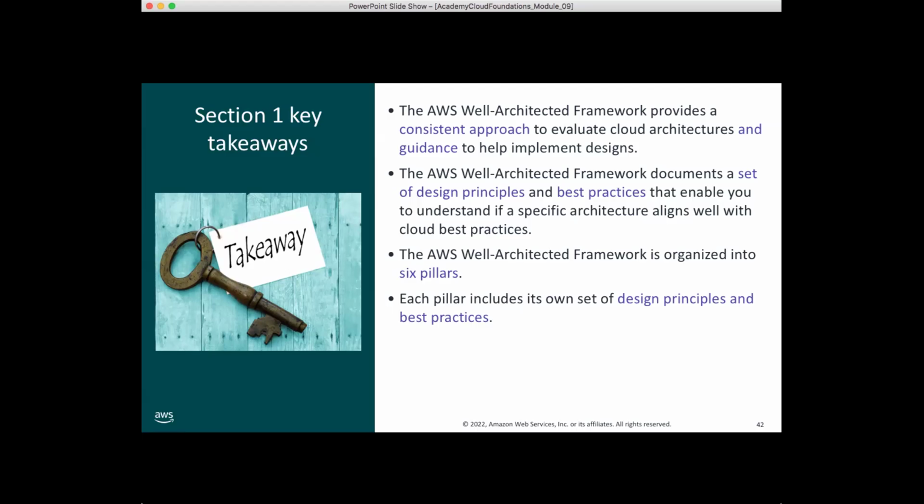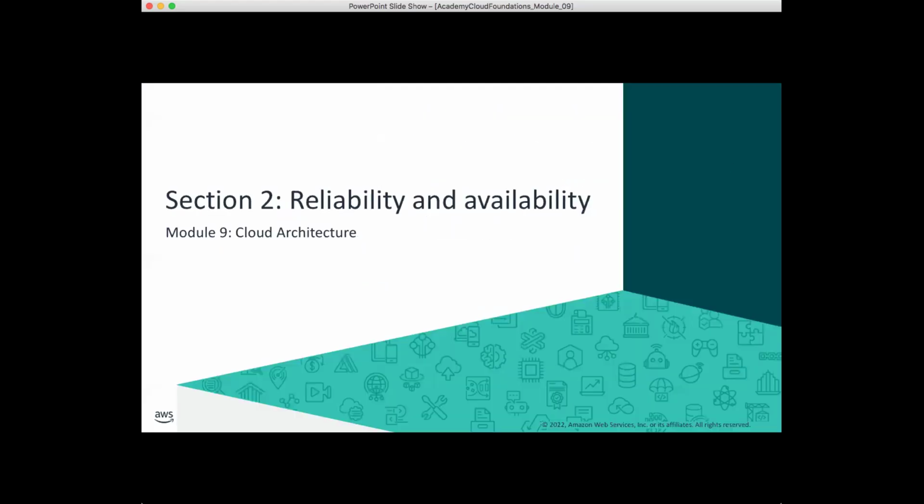It is organized into 6 pillars, and we looked at each pillar. Each pillar includes its own set of design principles and best practices, right? Before going to section 2, any question?